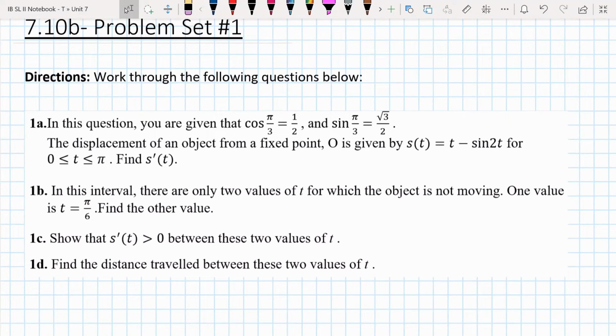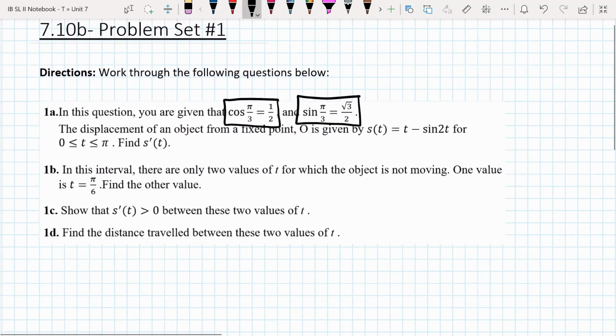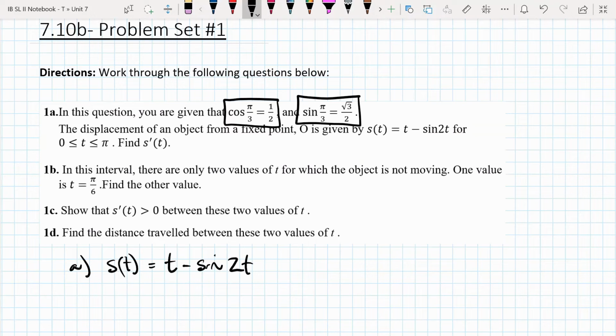So we're given these two statements. You can show these on the unit circle, but they give it to us, which is nice. And we know that the displacement of an object from a fixed point is given by the following function. So S of t is equal to t minus sine of 2 times t, where t is between 0 and pi. Okay, and so the first part of this question just wants us to evaluate the derivative of this.